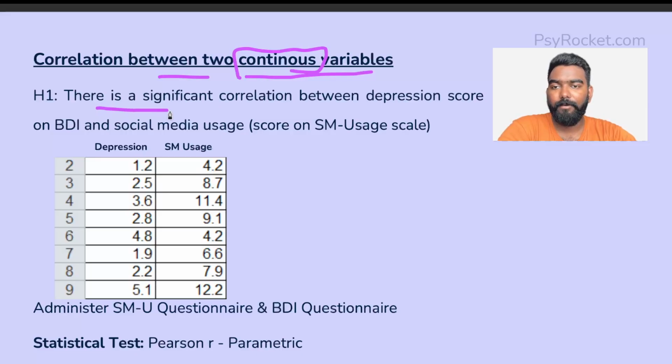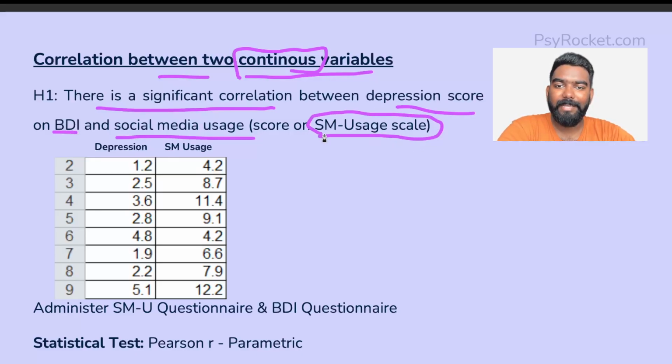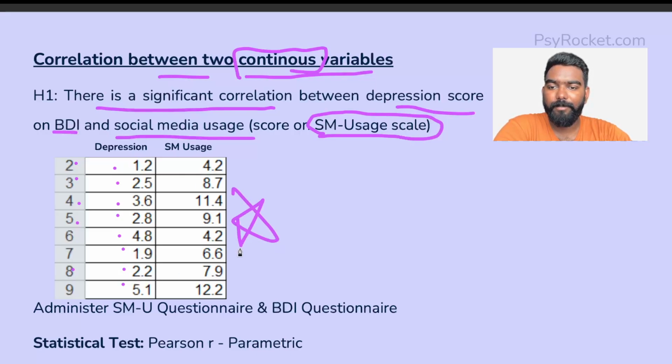You want to check whether there is a significant correlation between depression score on BDI, Beck Depression Inventory, and social media usage. There is no such SM usage scale. I have just created it as an example, or there might be very many social media usage scales in the literature. Let us say these are the scores. Participant number 1, 2, 3 has scored like this. Continuous variables will look something like this, and you want to see whether a significant correlation exists between these two variables. What will you do?